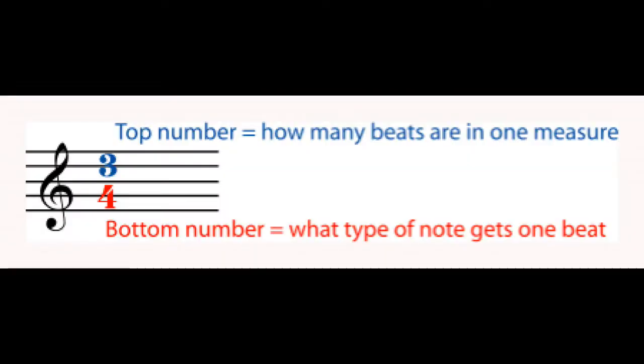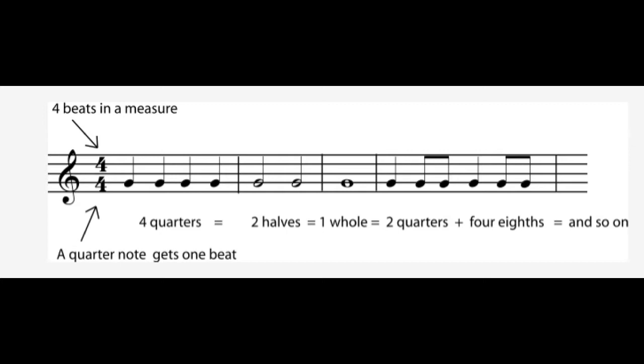A time signature is made up of two numbers, one over the other. The upper number shows you how many beats there are in a measure, and the lower figure shows what note value is equal to one beat. In 4/4 time, there are four beats in a measure, and a quarter note gets a beat. Any combination of notes that equals four quarters can be used to fill up a measure.